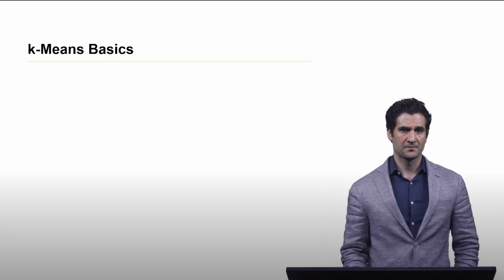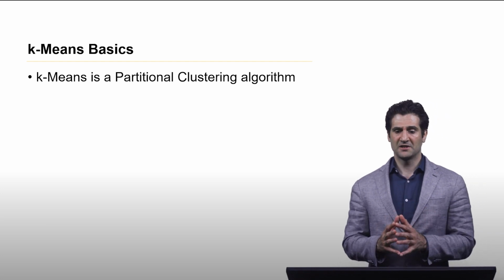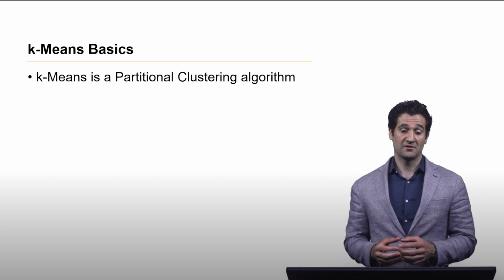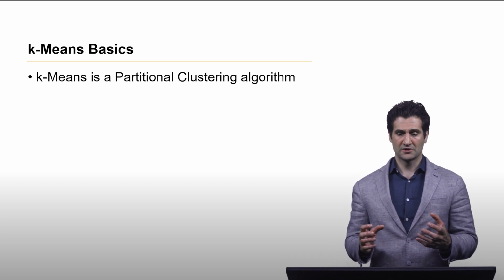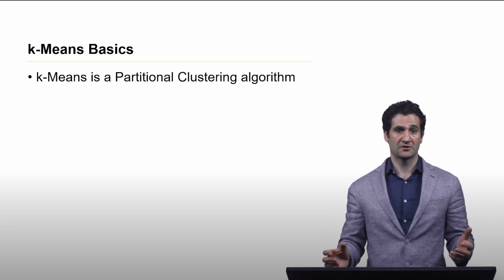So, some basics. k-means is a partitional clustering algorithm, meaning given a set of samples where you have associated features with them, it's going to group those samples into k disjoint clusters.